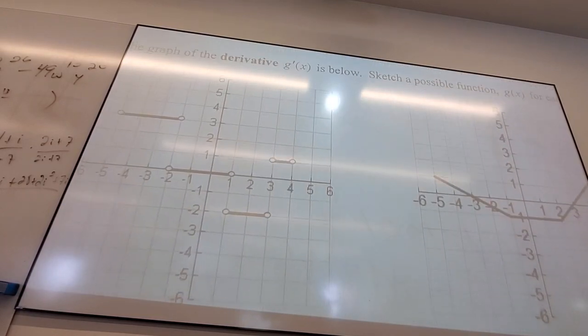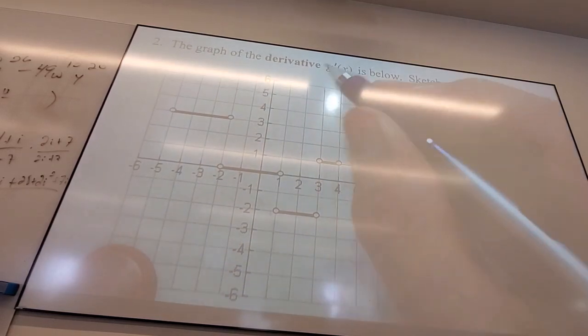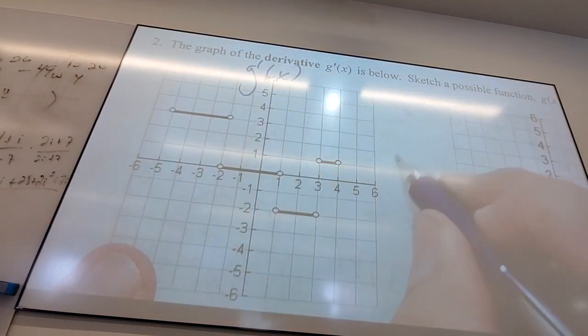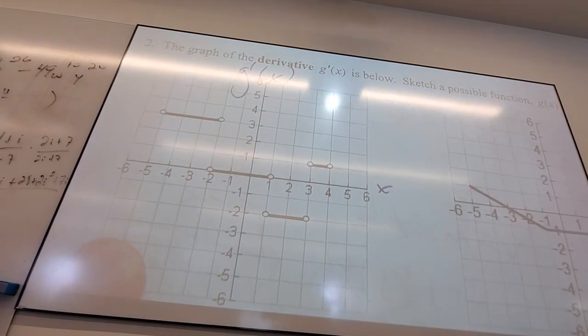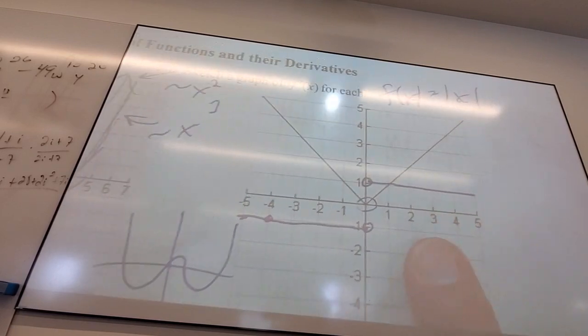What's different about number 2? What graph do I give you? The derivative. I give you G prime, and then I ask you to sketch a possible G. But now, let me ask you this real quick. I should have asked you this earlier. This is a good one to do this on.